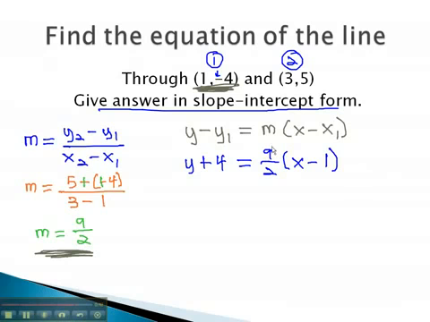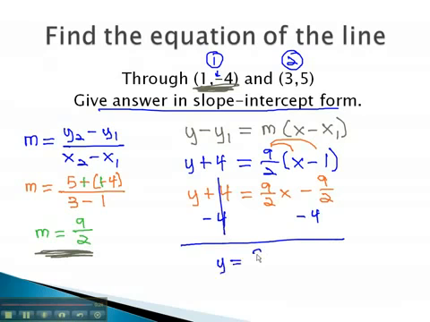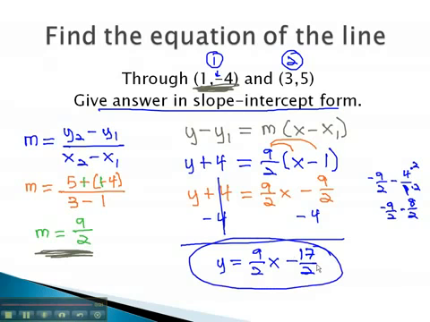Because the directions ask us to put it in slope-intercept form, we must start solving for y by distributing the 9/2. y plus 4 equals 9/2 x minus 9/2. Finally, subtracting 4 from both sides will solve the problem. y equals 9/2 x minus, we've got -9/2 and -4, which is over 1, multiplying by 2 to get a common denominator. -9/2 minus 8/2 is -17/2. This is our equation in slope-intercept form.